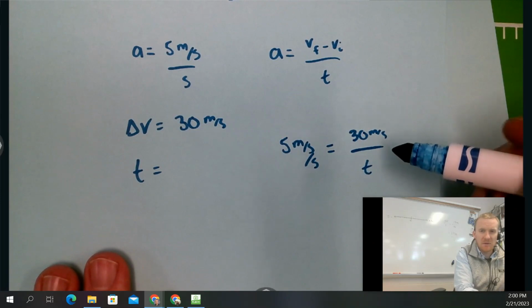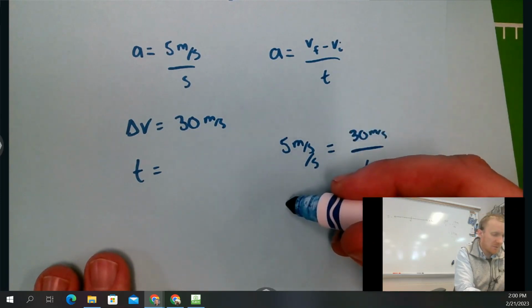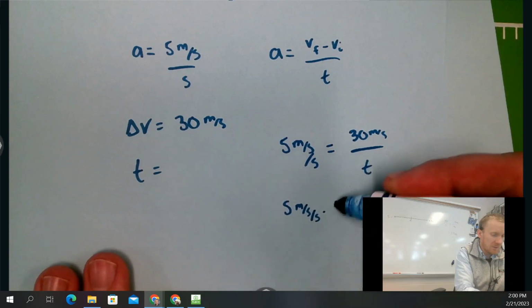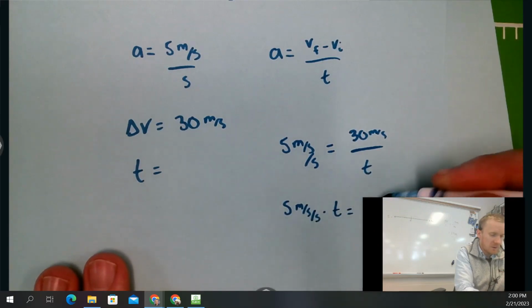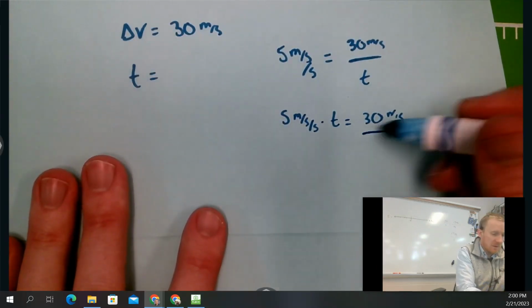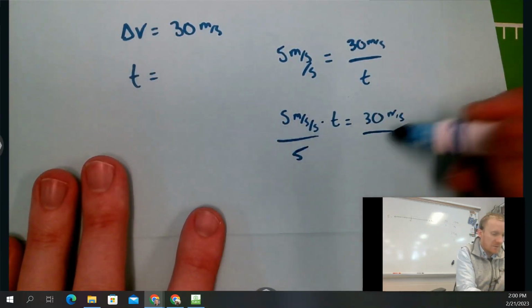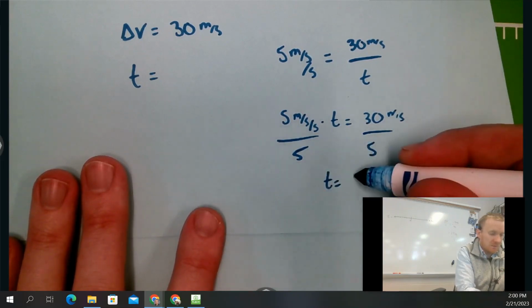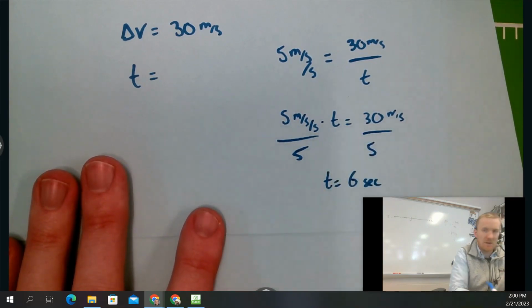Okay, so to get t all by itself, we'll multiply both sides by time. So 5 meters per second per second times time is equal to 30, right? Simplify this again, divide both sides by 5. Okay, and you end up with time is equal to 6 seconds.